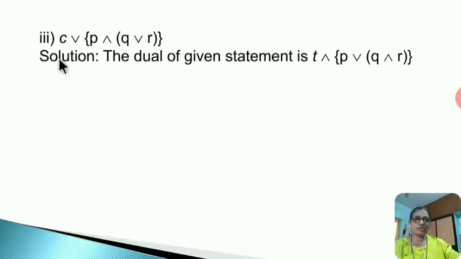Now third example, C or P and Q or R. Again here we replace C by T, and conjunction and disjunction are interchanged between them. And so here the dual of given statement is T and P or Q and R. We replace C by T, or by and, and by or here. And so it is the dual of given statement.